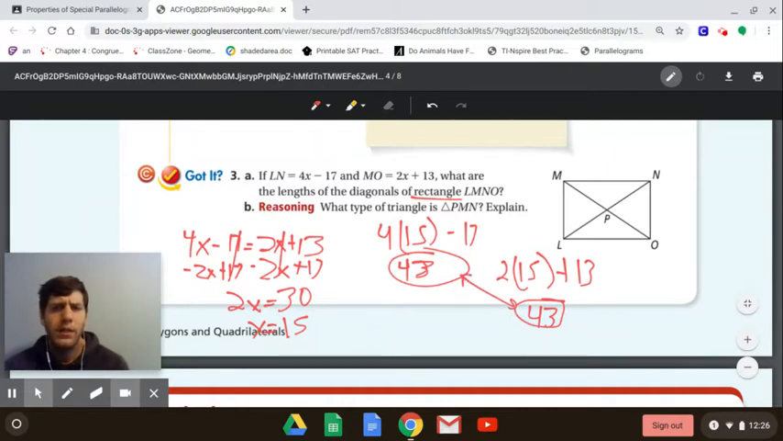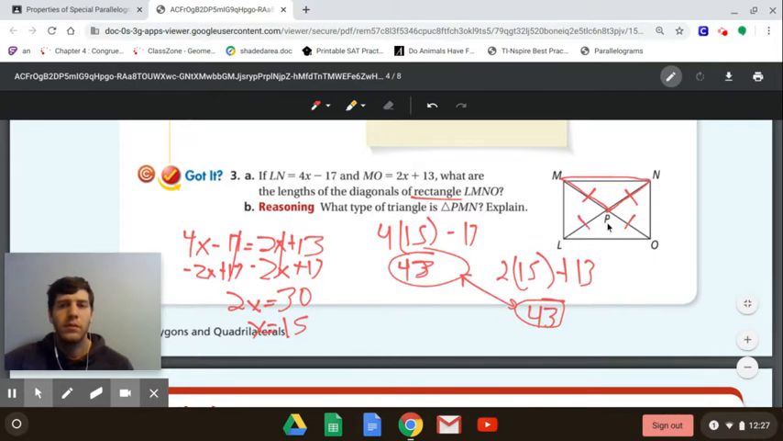Okay, B is asking what type of triangle PMN is. So that's this one here. Okay, and the idea here is that since both the diagonals are congruent, and the diagonals bisect each other, right? The diagonals are going to bisect each other because it is a parallelogram, and the diagonals are congruent because it's a rectangle.